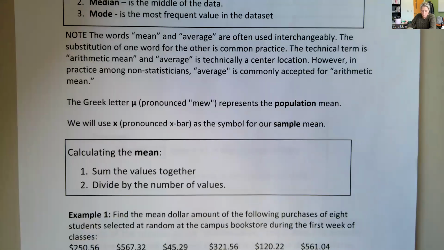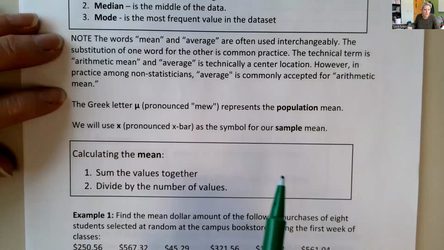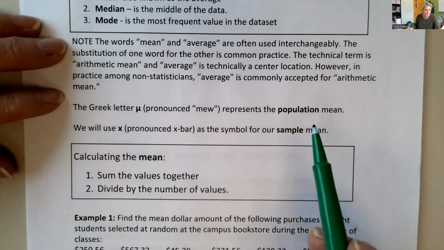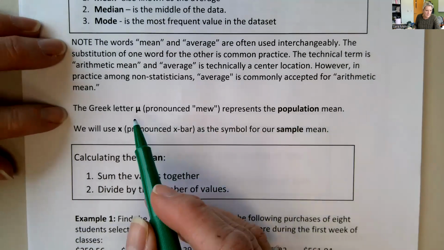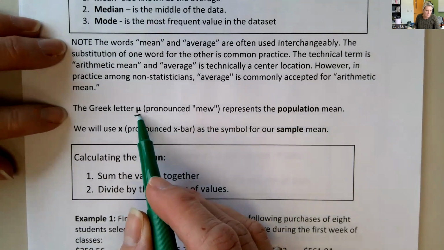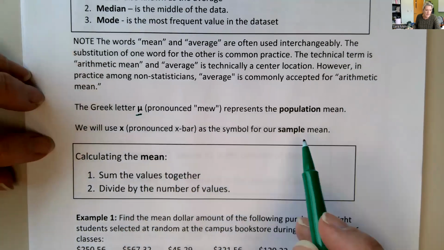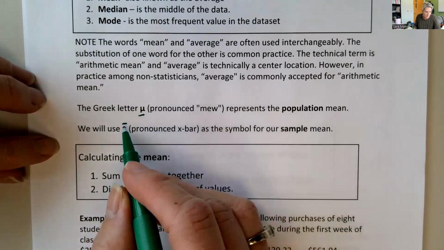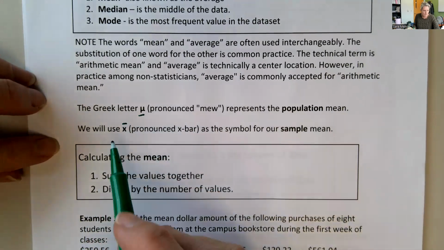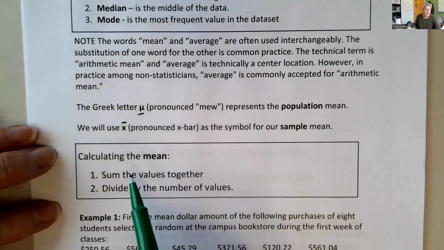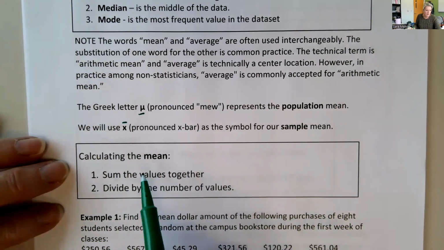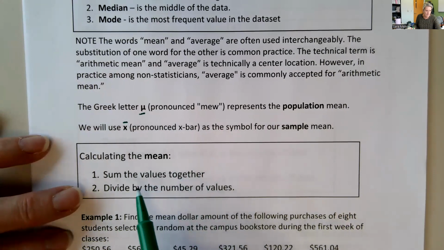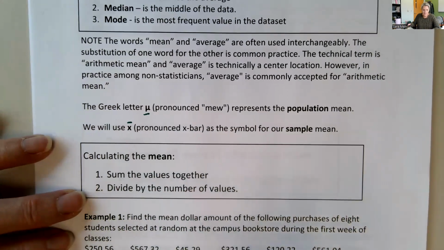Back in chapter 10.1, we talked about population and sample, so we're going to have two different symbols for the population and sample mean. The population mean is going to have this symbol, mu, and the sample mean is going to have this symbol, x bar. It has a bar on top of it. You calculate them the same: take the sum of the values, adding them together, and dividing by the number of values.